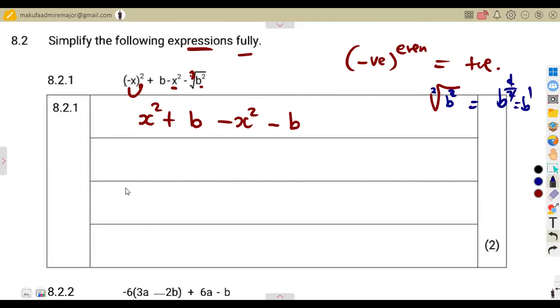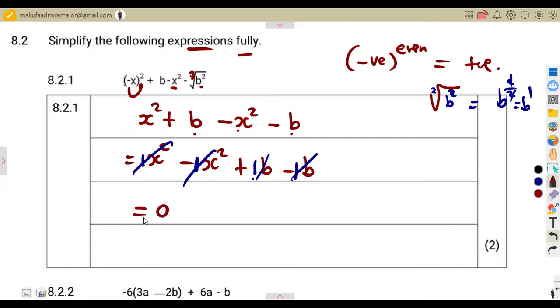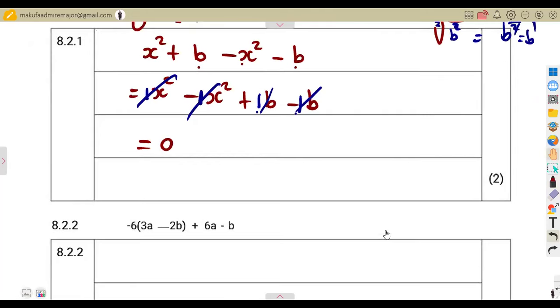So just b. Collecting like terms, we can see that there is x squared. There's also x squared there. There's a b and a minus b. This is the same as we've got 1x squared minus x squared. That's a 0. 1b minus 1b, that's a 0 again. So this whole thing is going to give us a 0. Just like that. So meaning to say at the end, that's a 0.